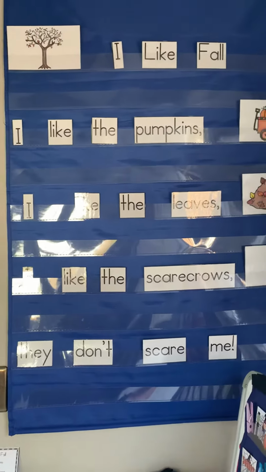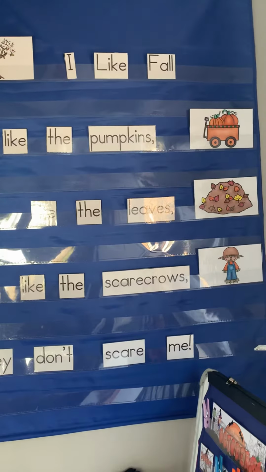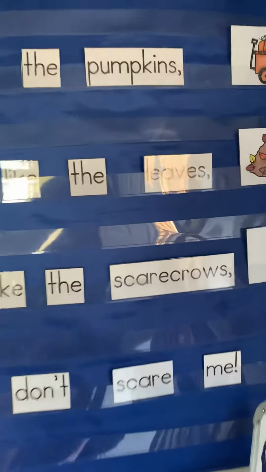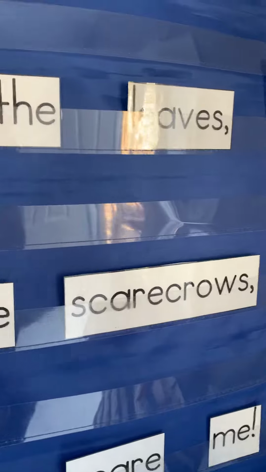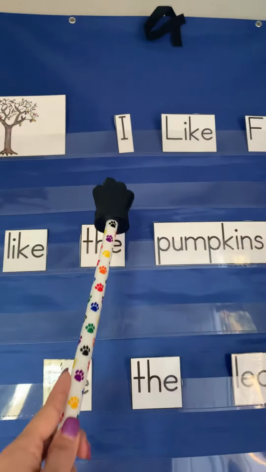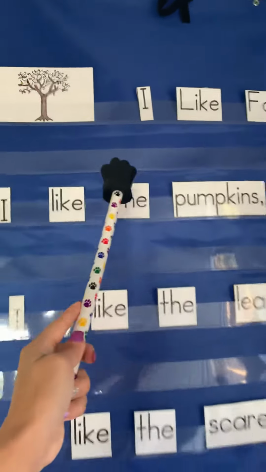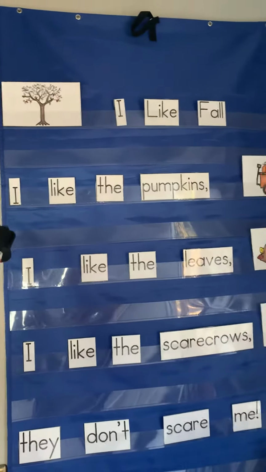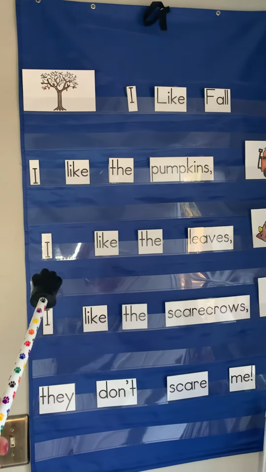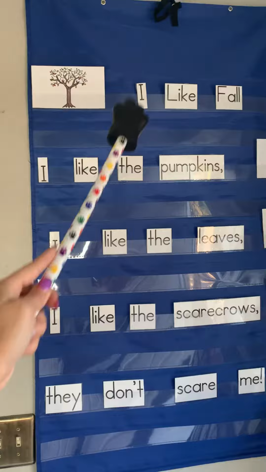So let's look at this poem. And I want to count how many times I see the sight word I. This is the sight word I. One, two, three, four. I found I four times.